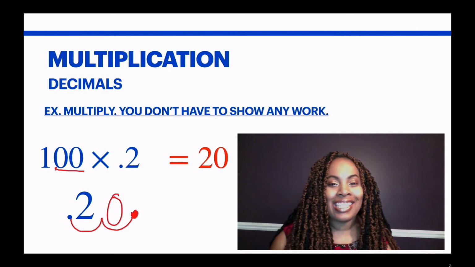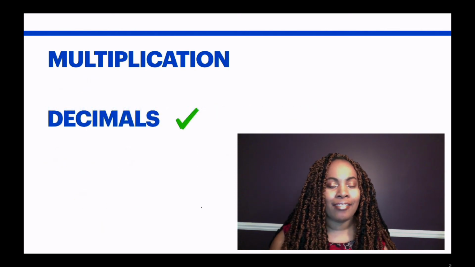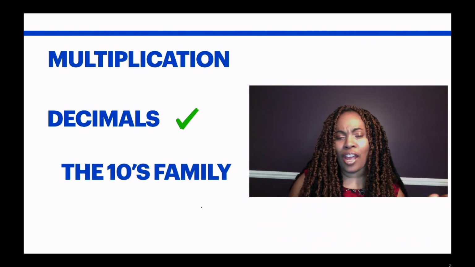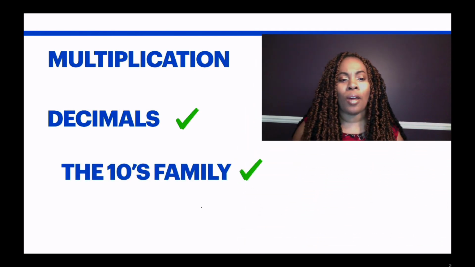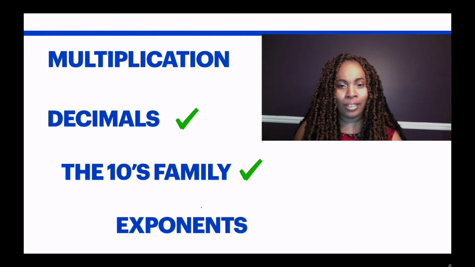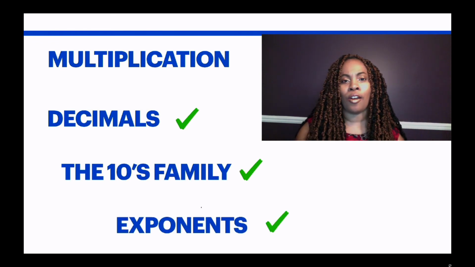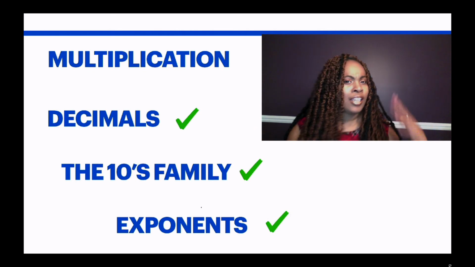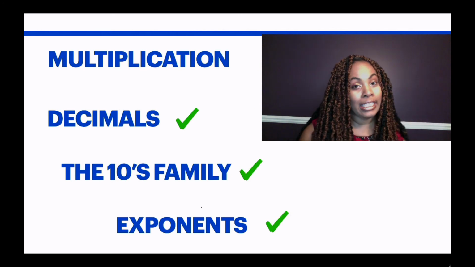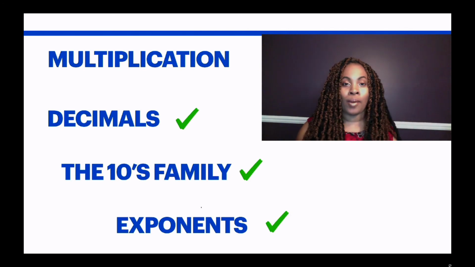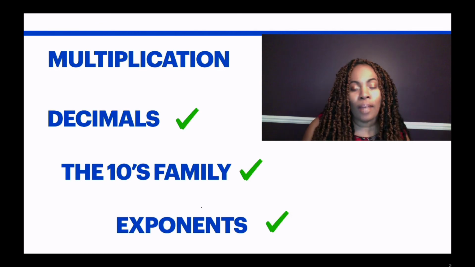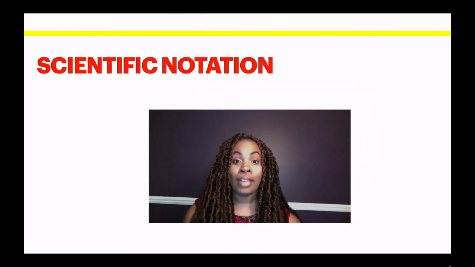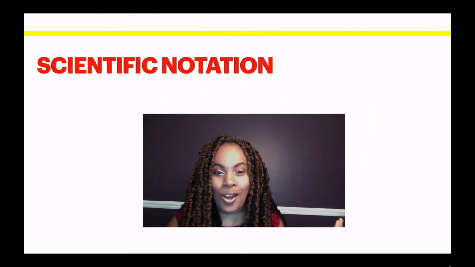Okay? So, now that we've done that, we've done decimals, check. We've talked about the tens family, check. And we've also multiplied using exponents, check. And that was a couple lessons ago. Now that you know how to multiply all these things, we're going to do something fantastic. Something that's going to involve all 3 of these in the same problem. I'm talking about we're going to be multiplying with decimals, the tens family, and exponents all at the same time. Watch this. This is called scientific notation.